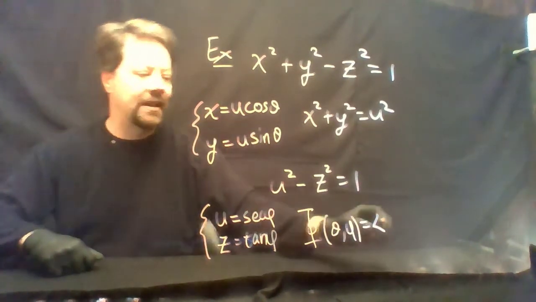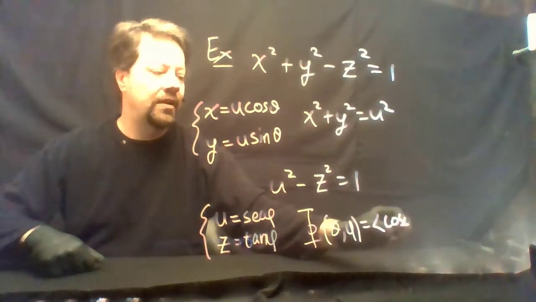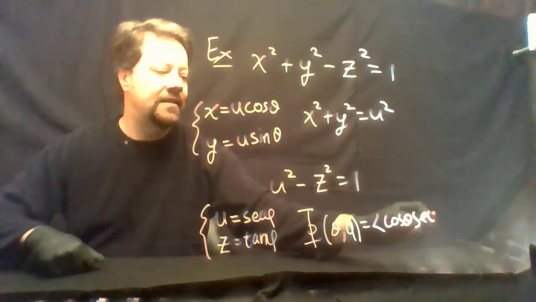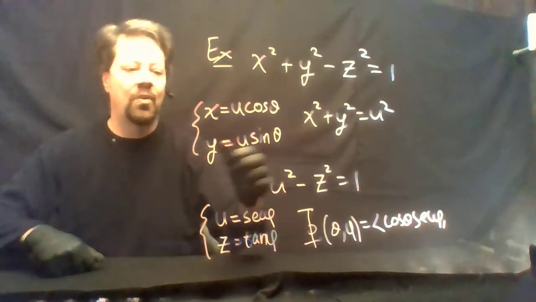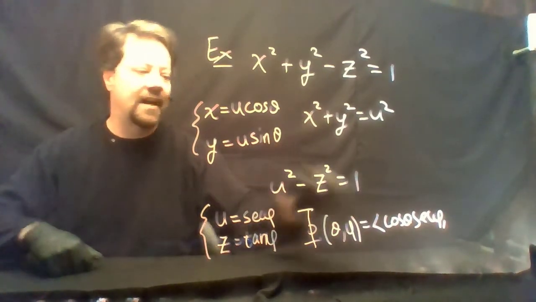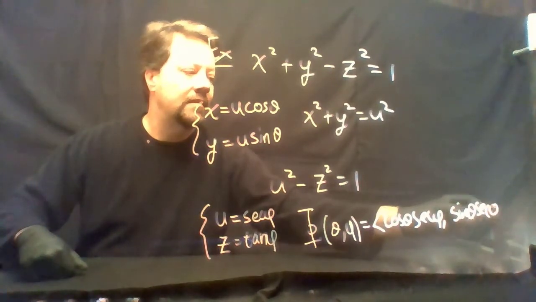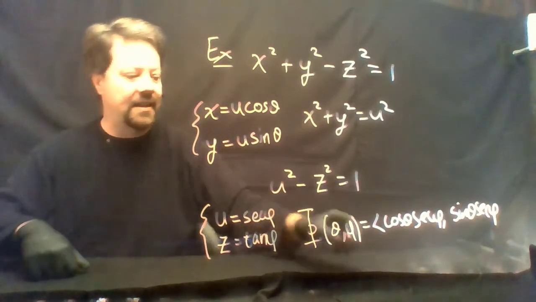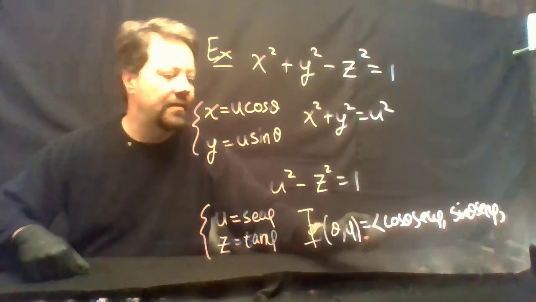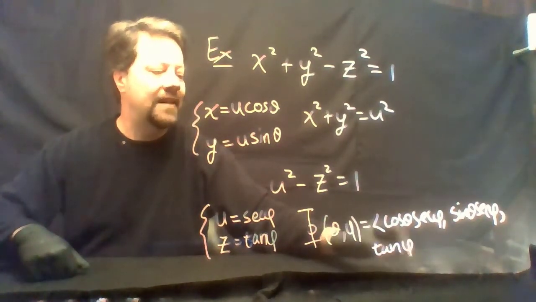X is going to be cosine theta secant phi. Y is going to be sine theta secant phi, and z is going to be tangent phi.